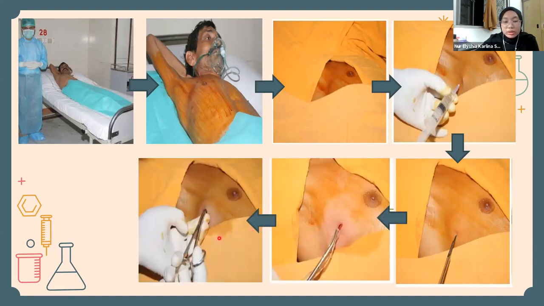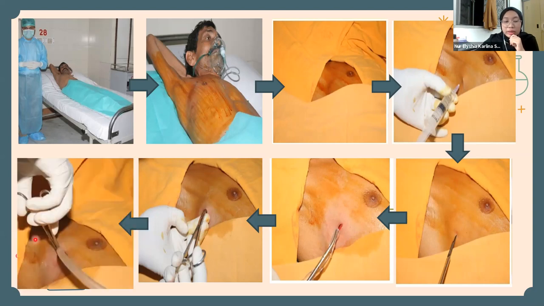And then we use the curved clamp to dissect or to separate the tissue until the pleura. Once you reach the pleura, as you can feel the resistance, you can put pressure until the pleural space is entered. And this clamp also we can use to guide the insertion of the tube. Basically, the direction of the tube depends on the type of drainage.